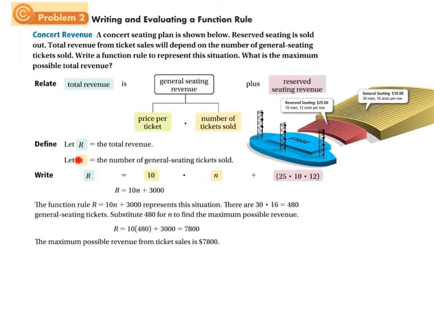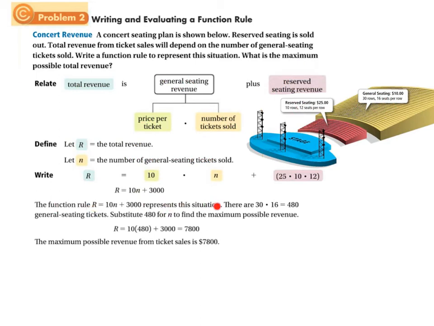So N is the number of general seating tickets sold. That's the only thing that's going to vary in this situation since these seats are sold already. So we say R, the total revenue, is equal to 10 times the number of general admission tickets sold, plus we got $25 times 10 rows times 12 seats per row. And when we do that, you see that this is equal to 3,000. So as a rule, the revenue is going to be 10 times the number of general seating tickets plus that 3,000 that got brought in from reserved seating.